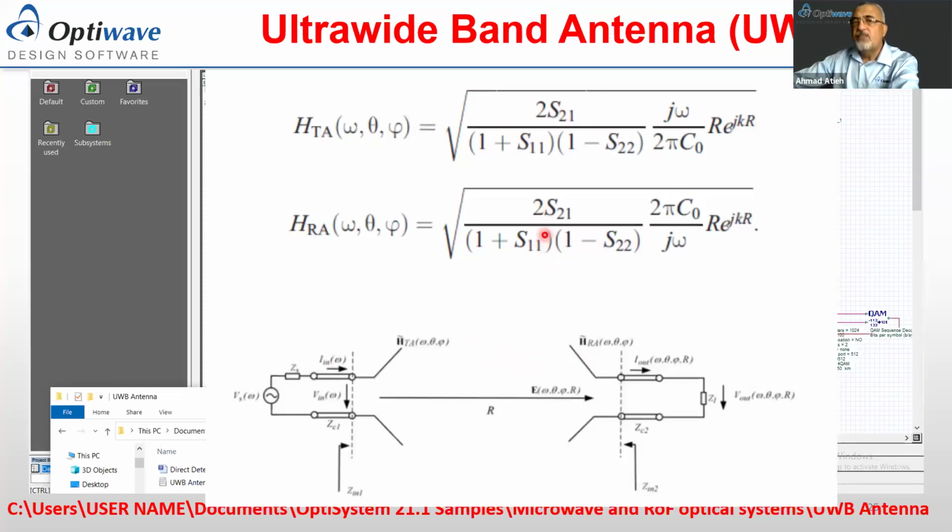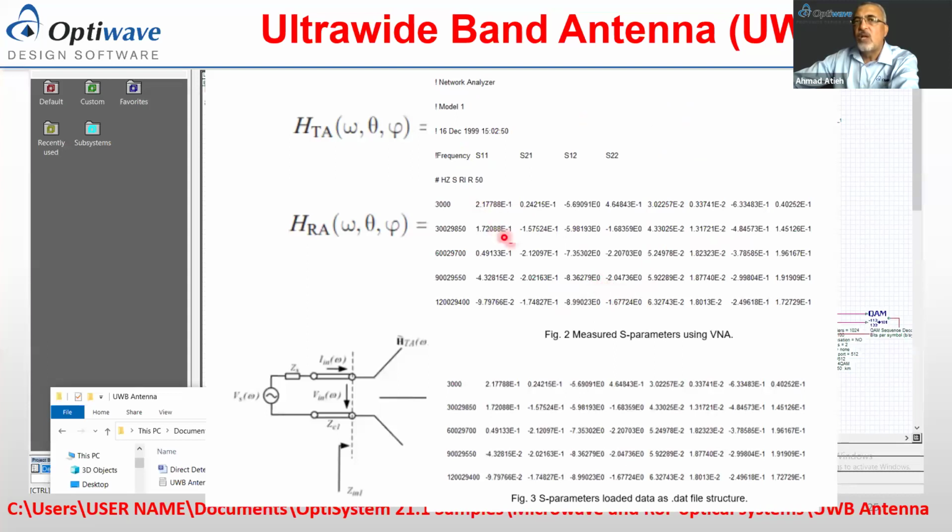Now, these components require the S parameters of the devices. So typically you can either measure the S parameters in the lab using a network analyzer, or you can get them from the vendor who makes these antennas. And also you can design the antenna in different software and then load the S parameters into OptiSystem. Now the loading, as you can see here, we have two options of loading.